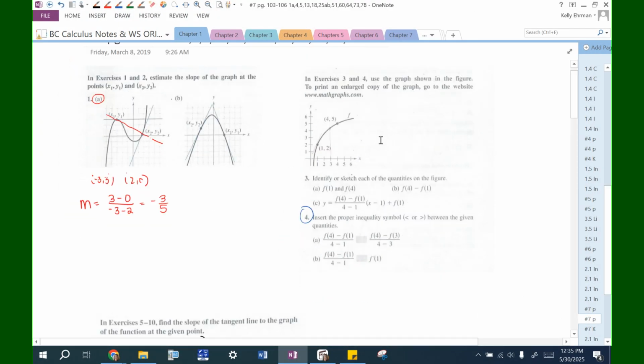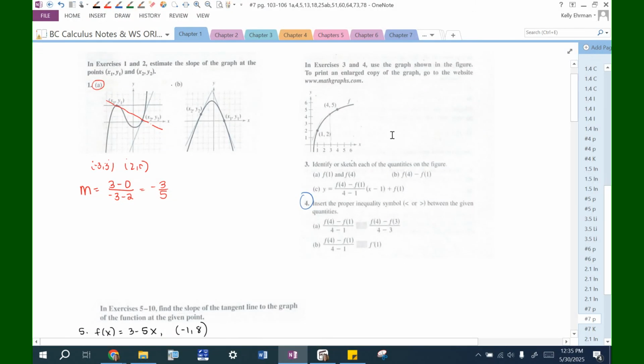All right, we're only doing number 3 in the next set. So use the graph shown in the figure. Number 4, insert the proper inequality symbol, less than or greater than, between the given quantities. So we are comparing the average rate of change from 4 to 1 to the average rate of change from 4 to 3. So I'm going to sketch these in.